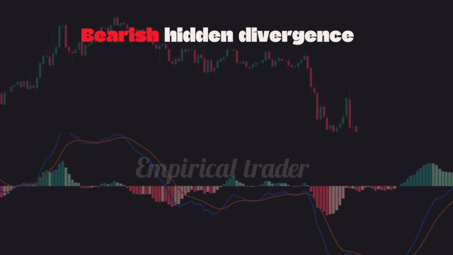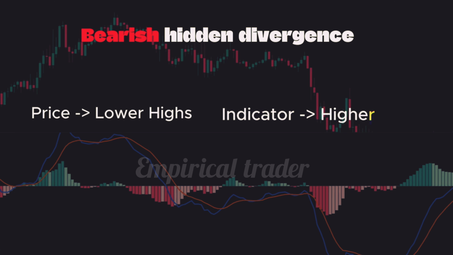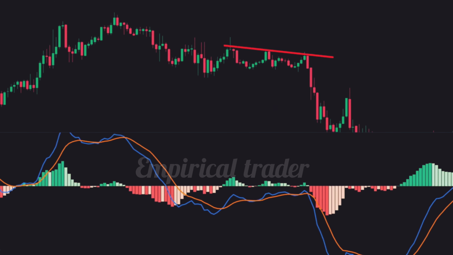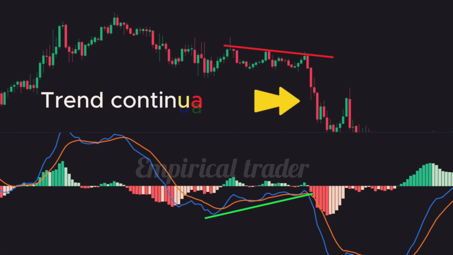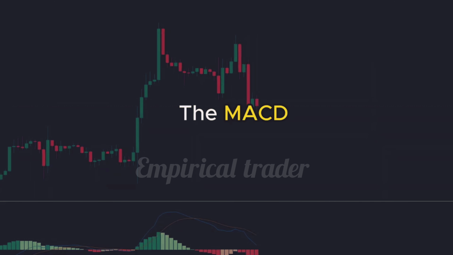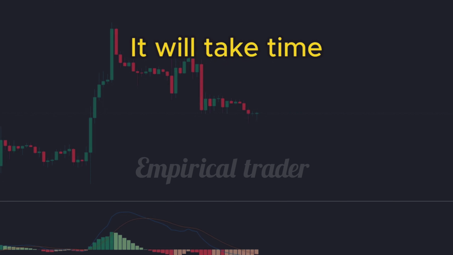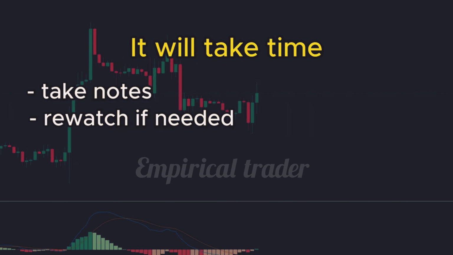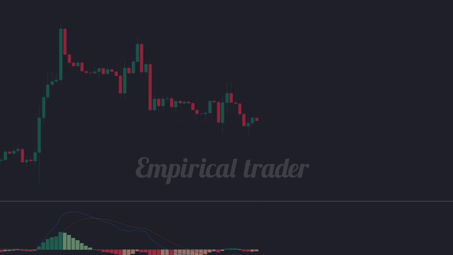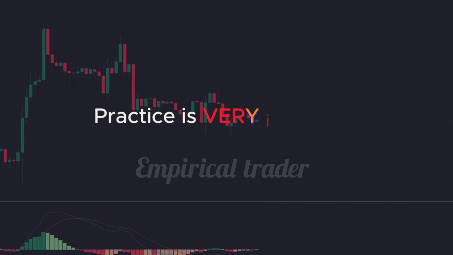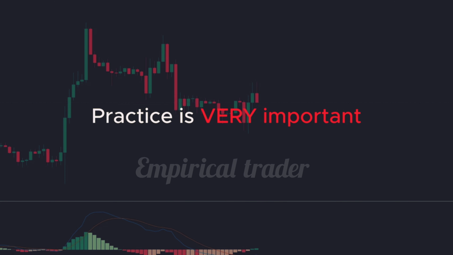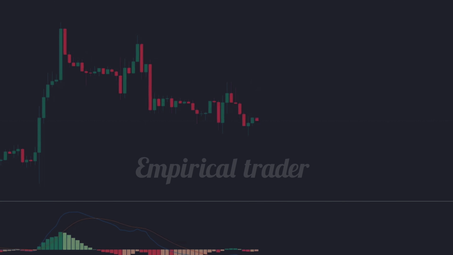And a bearish hidden divergence is characterized by price making lower highs and the MACD making higher highs. And this is how it looks on the chart. And again, this gives us a confirmation that the trend will continue. This is everything you need to know about the MACD indicator. It will take time to get used to identifying trading opportunities. Take notes and feel free to watch the video as many times as you want to master the strategies presented. With practice, you can learn how to implement this powerful indicator into your trading strategy.